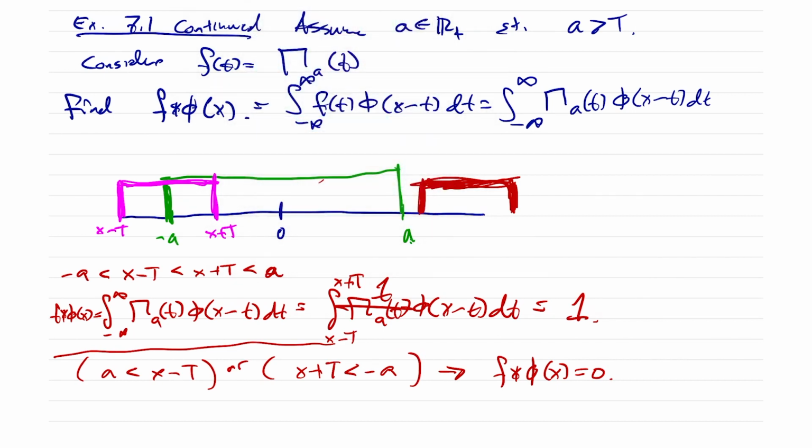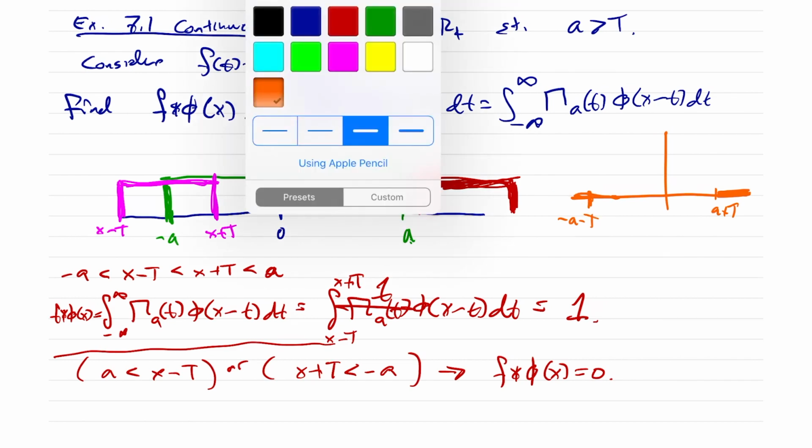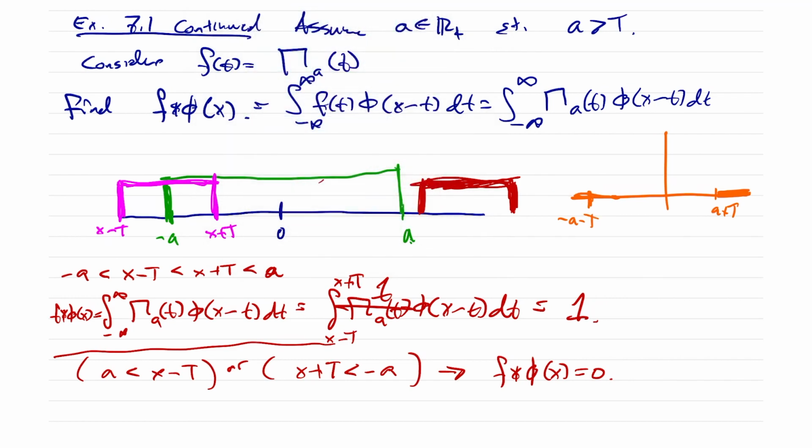Let's put this in orange. So we know that if x is bigger than, say, a plus t, then we're flat 0, right? And similarly, if we are less than negative a minus t, we are flat 0. Maybe I should use a different color there. Running out of colors. Here, use this one. So we're 0 here, we're 0 here.